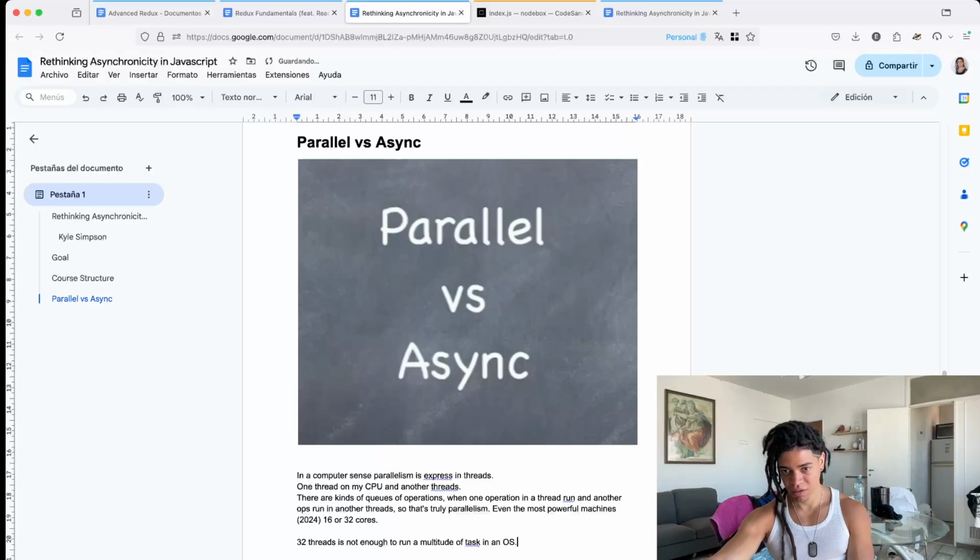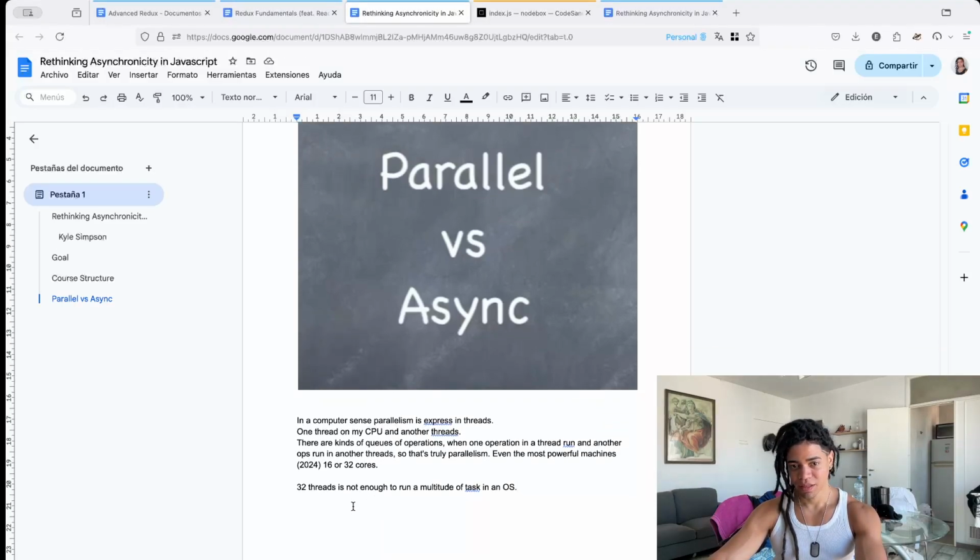Even your browser, your single browser might take up 10 or 15 threads just for basic operations that it does on a web page. So if you've ever opened up the task manager of Chrome and seen all the processes that are running, you know it runs an awful lot of stuff in parallel. So 32 is not enough to run a multitude of tasks in an OS.